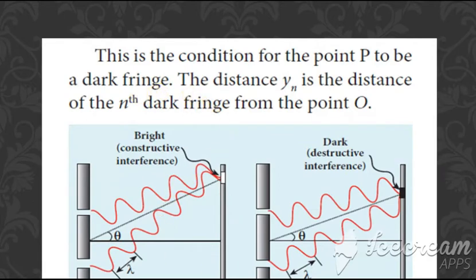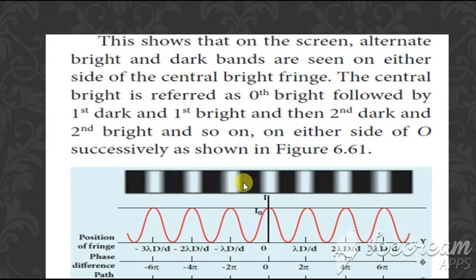When you consider the bright fringe, all the waves come and meet in phase, so they appear bright. Here they come in one phase and here in another phase, so they do not meet, and this point will appear dark. So we can say that alternate bright and dark fringes are formed. On the screen, alternate bright and dark bands are seen, with the central one bright.